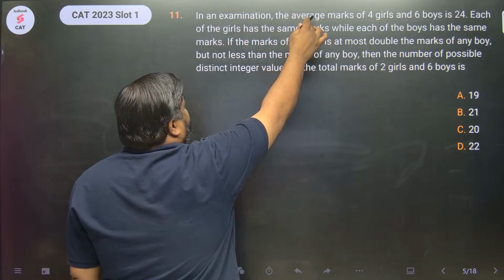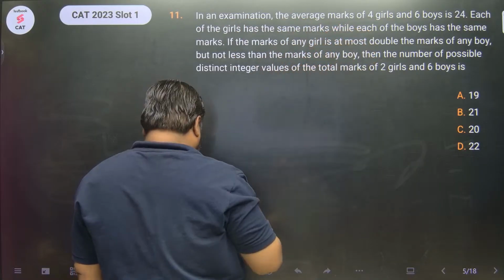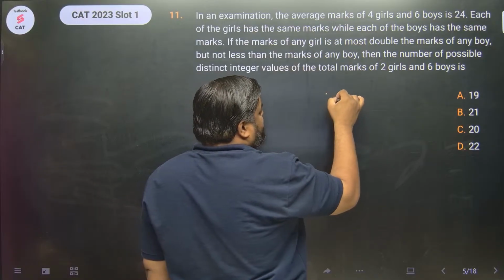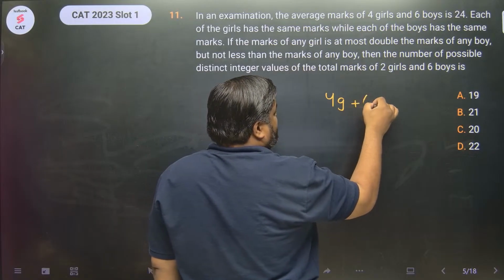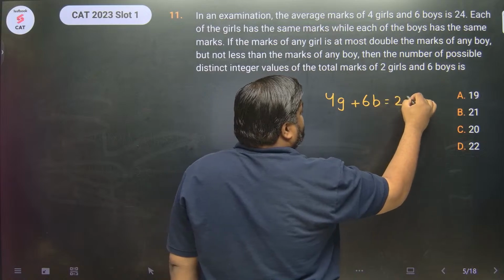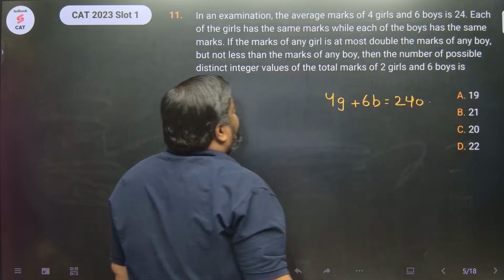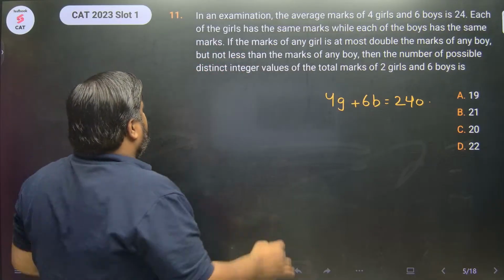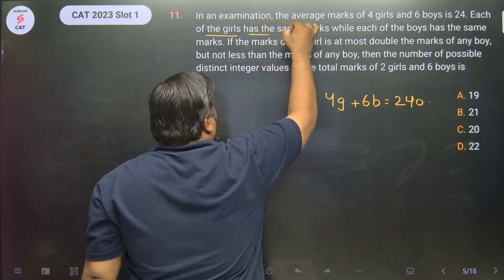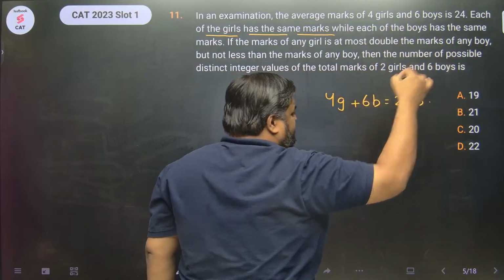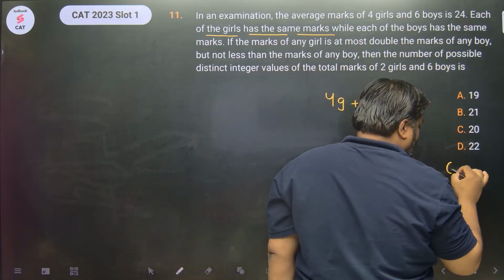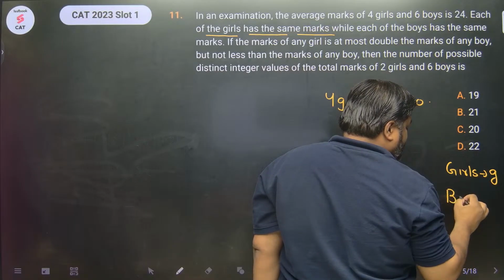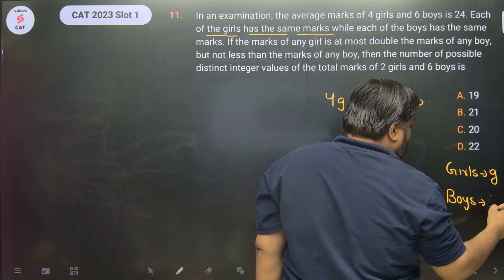So in an examination the average marks of 4 girls and 6 boys is 24. Okay, quickly karte hain beta, help me with this. 4 girls plus 6 boys ka total marks is 240. Each of the girls has the same marks while each of the boys has the same marks. Let's say the same marks of each girl be G, and each of the boys has the same marks. Let it be B.